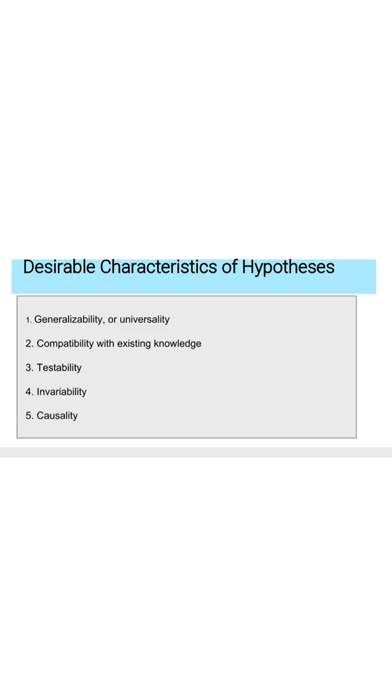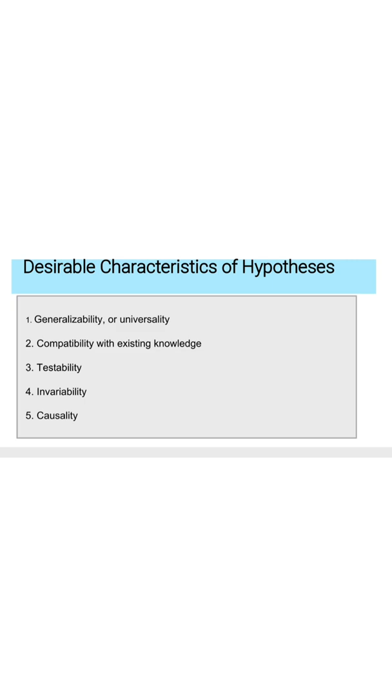Desirable characteristics of a hypothesis. First, generalizability or universality. A hypothesis with this trait should hold up in more than one situation. On the other hand, valid hypotheses can be formulated legitimately for a specific situation. Second, compatibility with existing knowledge. The hypothesis should not be isolated from the larger body of knowledge. Third, testability.